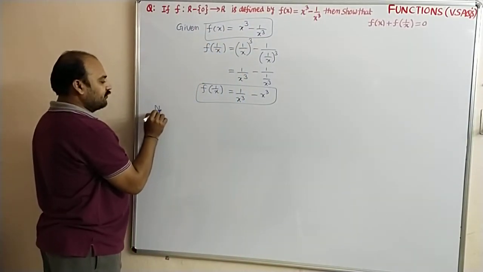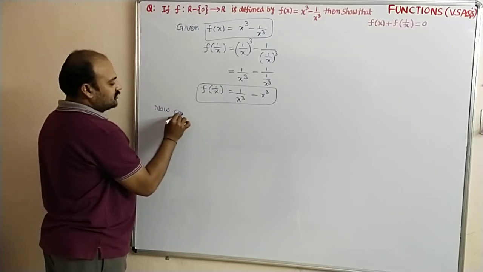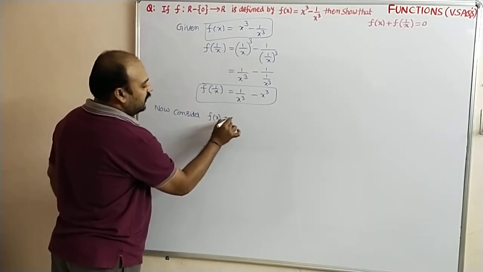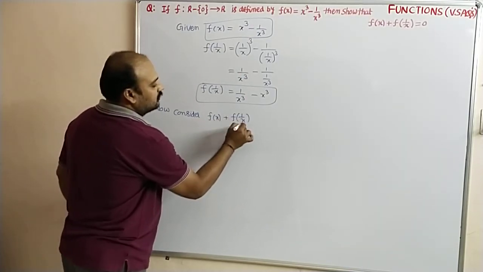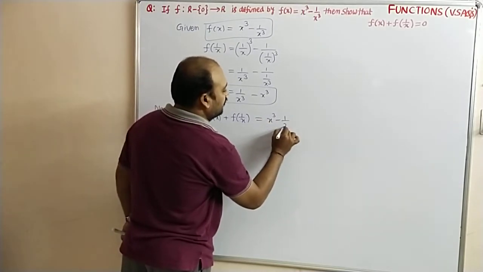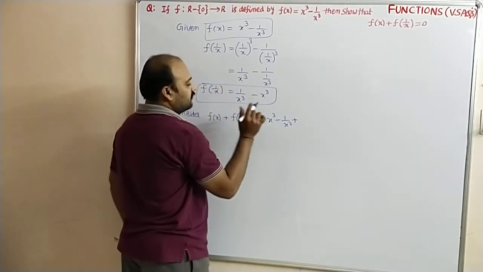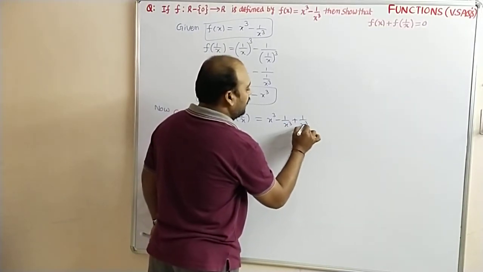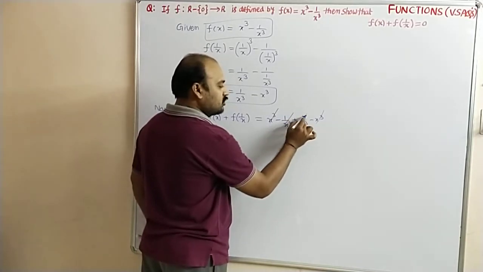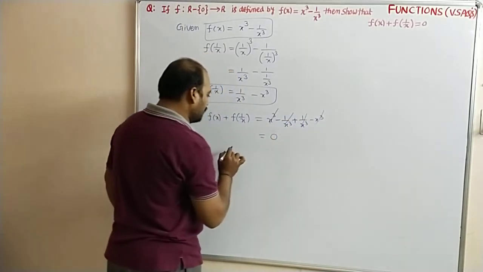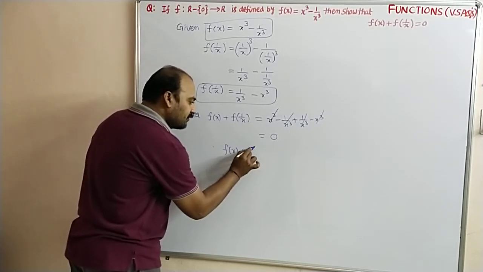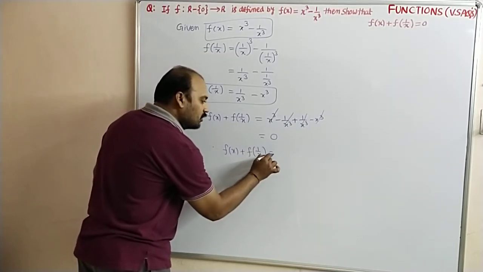Therefore, now consider f of x plus f of 1 by x is equal to, f of x means x cube minus 1 by x cube, plus f of 1 by x, 1 by x cube minus x cube. The x cube minus x cube and 1 by x cube minus 1 by x cube get cancelled, which is equal to 0. Therefore, f of x plus f of 1 by x is equal to 0.